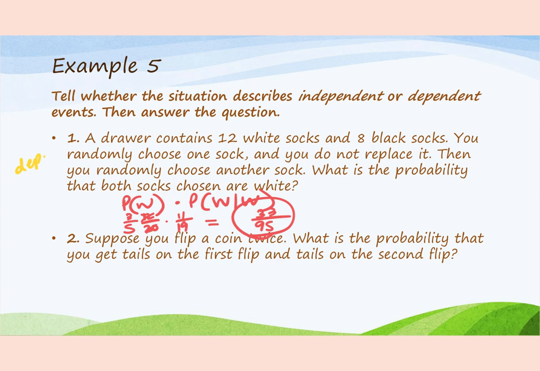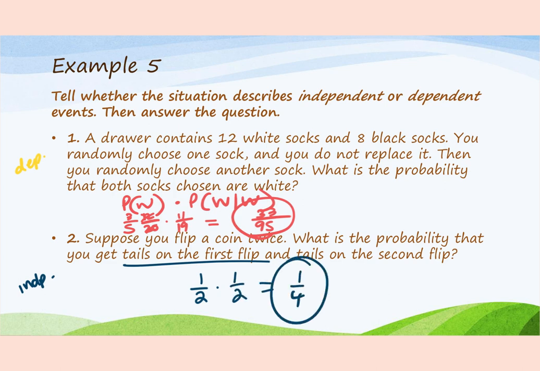Number 2, you flip a coin twice. What's the probability you get tails on the first flip and tails on the second flip? So flipping a coin would be independent. Probability of getting tails the first flip would be 1/2. Probability of getting tails the second flip, also 1/2. So that's 1/4. Correct. Good job. Easy peasy.